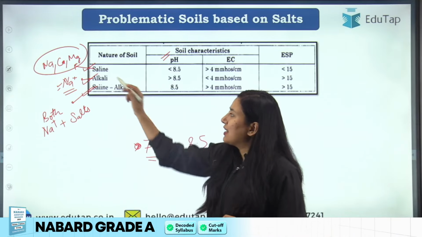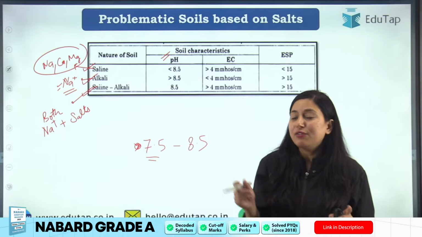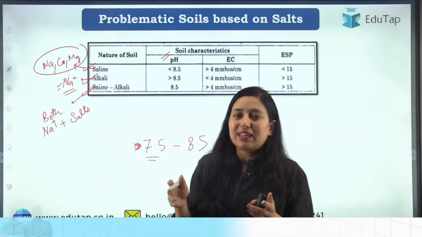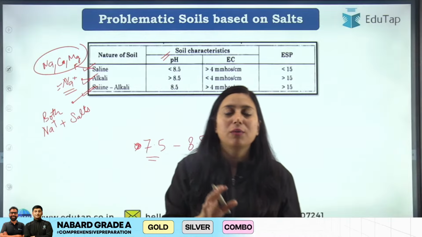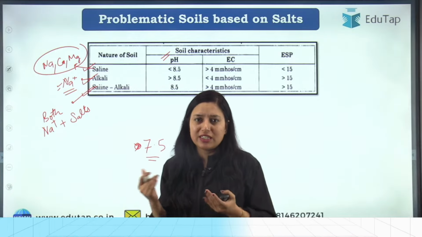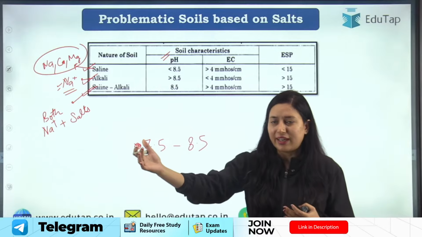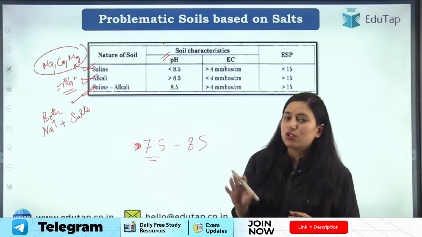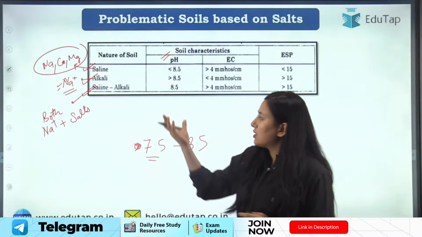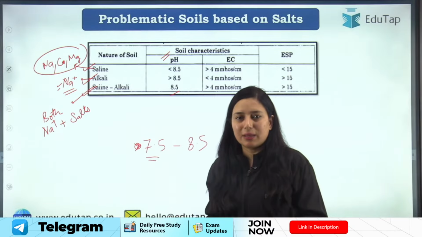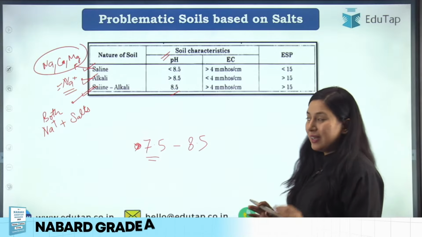But in case of alkali soil, we do not have salt present, we have just free sodium, and when this free sodium reacts with water, it will form sodium carbonate and sodium bicarbonate, increasing the salt concentration again in the soil. So that is why the pH of this alkali soil is more than 8.5, and saline alkali soil pH is approximately 8.5 or even more. So I hope it is clear.